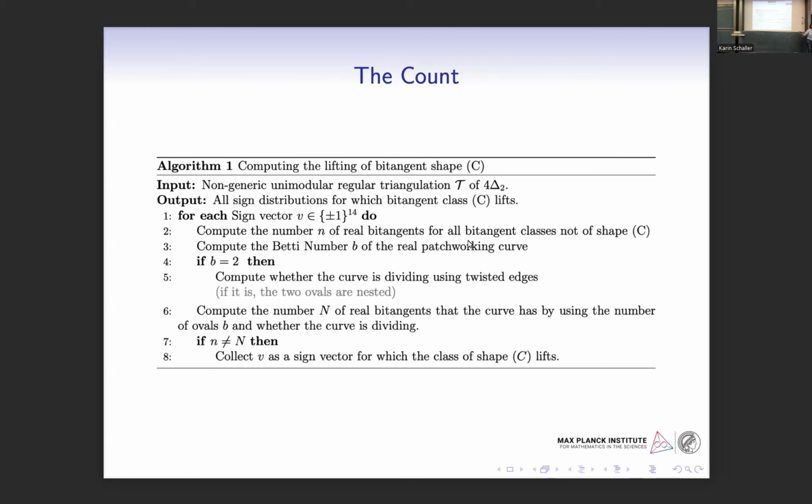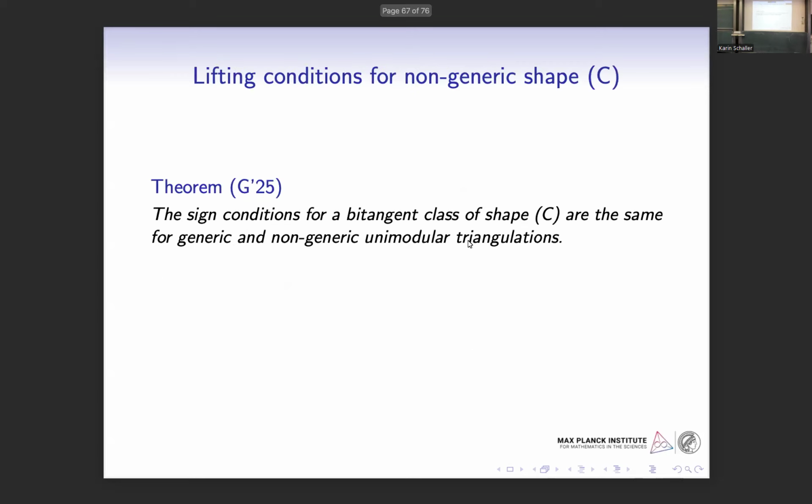Now, this is great, but do I every time have to check my sign vector against this big document that Alheydis produced with all the possible sign vectors for shape C to lift? No, you don't have to do this. I took all these sign vectors and I checked them against the formula that Angie and Hannah computed for the generic case. And it turns out this formula was true exactly if and only if the sign vector was in my list. So the sign conditions for bitangent classes of shape C are the same for generic or non-generic unimodular triangulations.